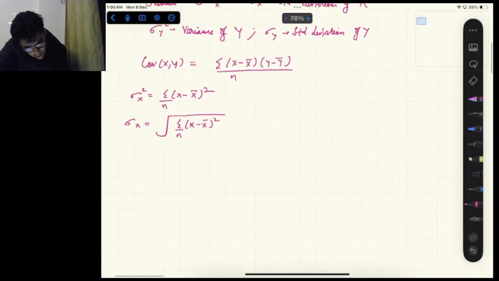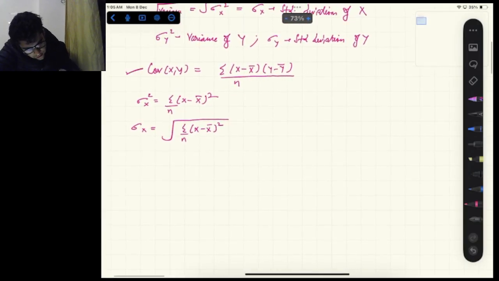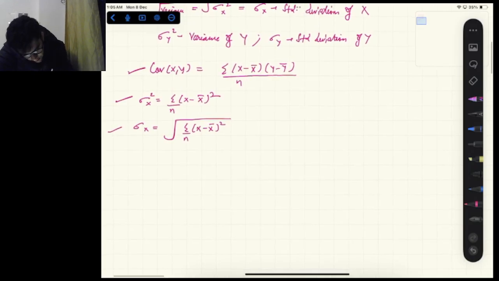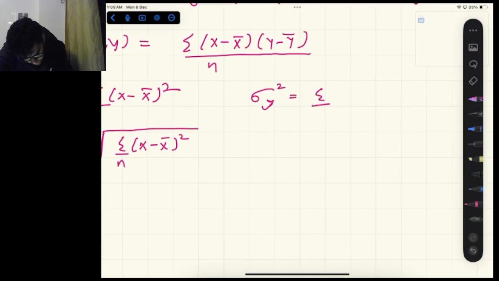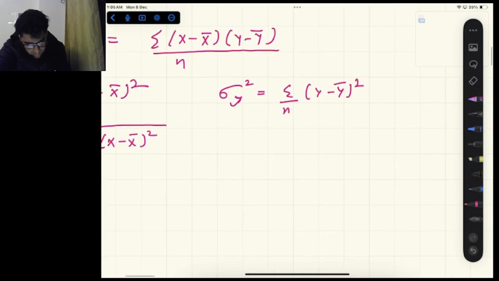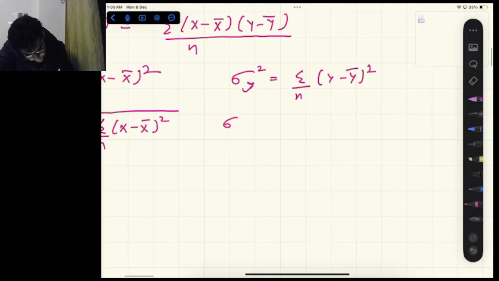So I've explained what is covariance, what is variance, what is standard deviation, and if I write for y, variance of y is sigma by n yi minus y bar whole square, and the standard deviation of y will be the root of this.